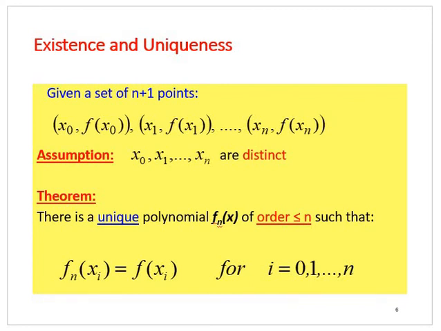So the existence and uniqueness. There is a theorem that states that there is a unique polynomial of order less than or equal to n such that p(x_i) is equal to f(x_i), for i from 0 up to n. So there is always a unique function that can be used to approximate values or to interpolate values. That's what the theorem is stating.